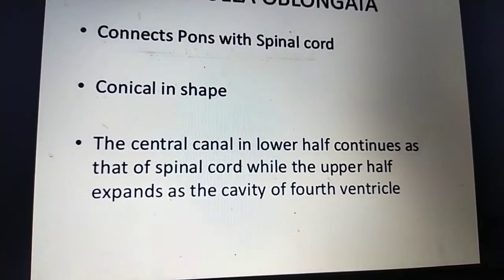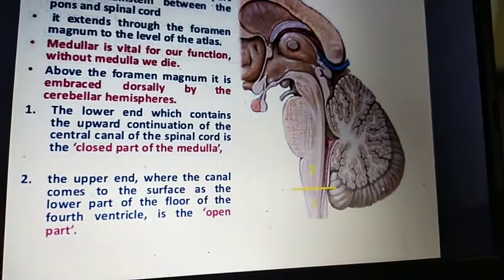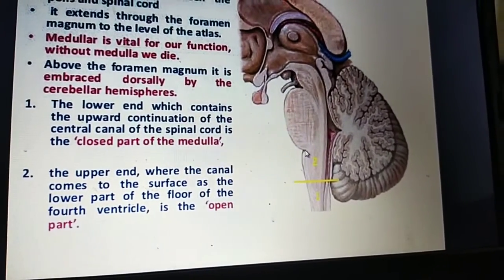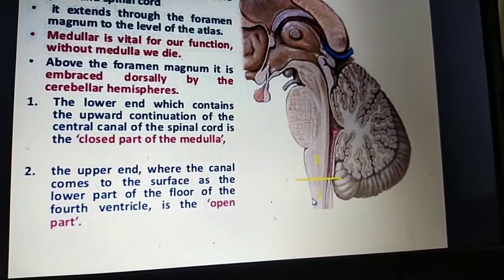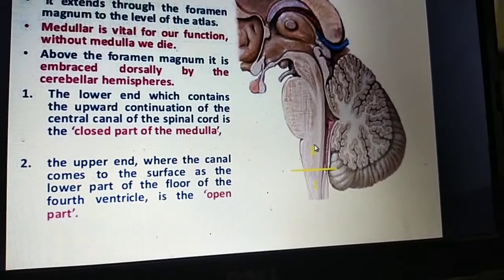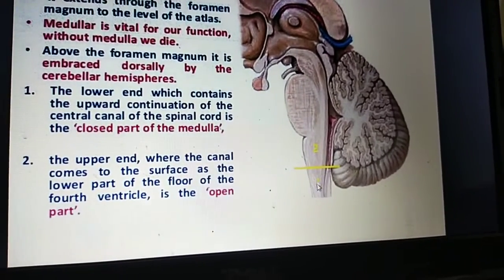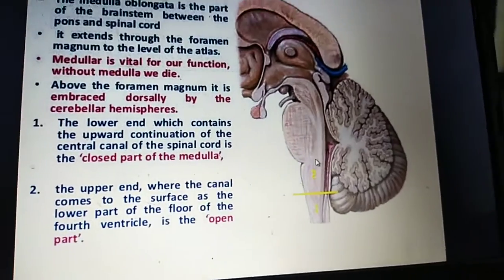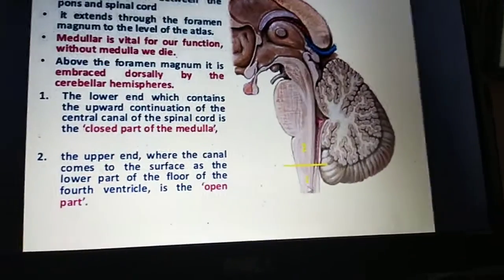Okay, you can see this is the medulla oblongata, and how it looks like an inverted cone. See, this is the elevated or broad part, and here it is narrow. It looks conical in shape, and it is continuous with the spinal cord.